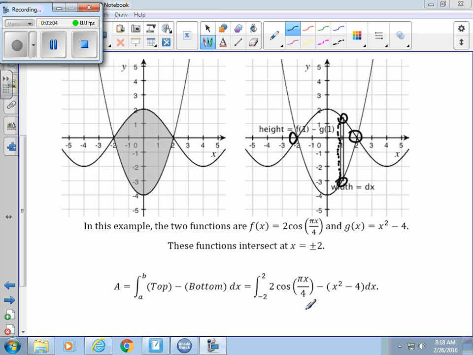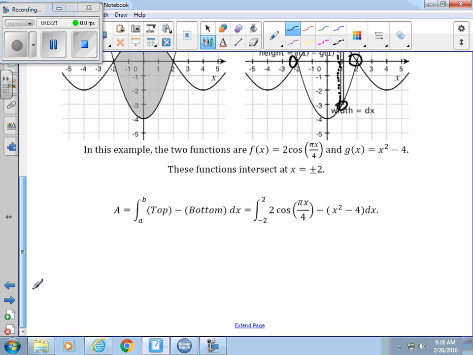So this shaded area here is the integral from negative 2 to 2 of 2 cosine of pi x over 4 minus x squared minus 4 dx. That particular integral could be done by hand. For today, I'm probably not going to do a whole lot of the integration by hand just for time purposes, so make sure that you still are good at integration by hand, because these could show up on non-calculator tests. Any questions about how area between two curves is going to work?